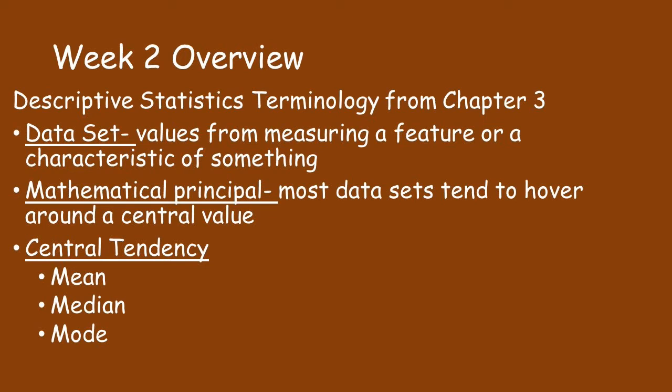And here's the mathematical principle. Most data sets tend to hover around a central value. So most of the time measurements of your trips to work each day are likely very similar. They float around that same length of time. And most of the time we would describe that time it typically takes us to commute as the average. Now, in statistics we use the term mean instead of average, but it means the same thing.